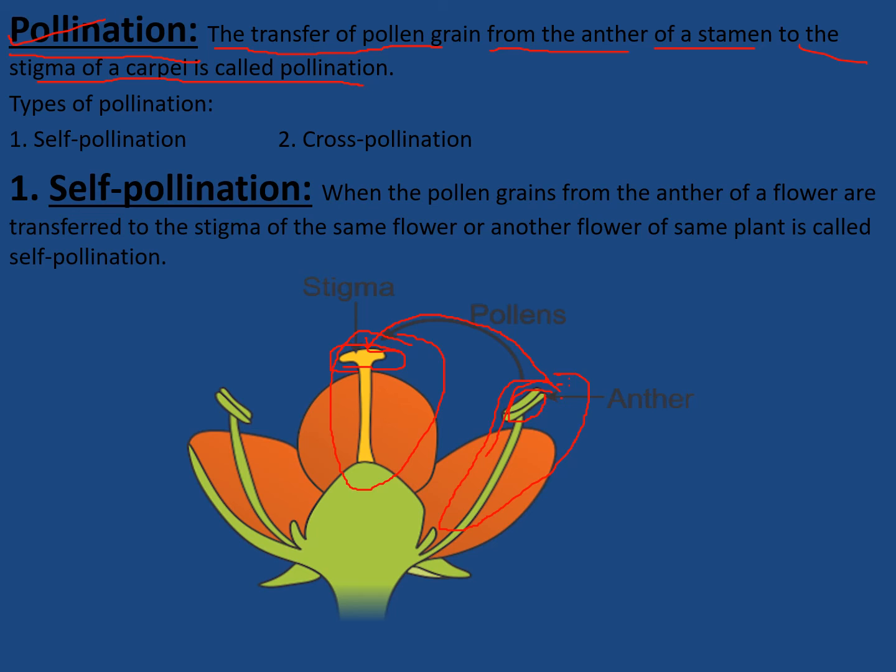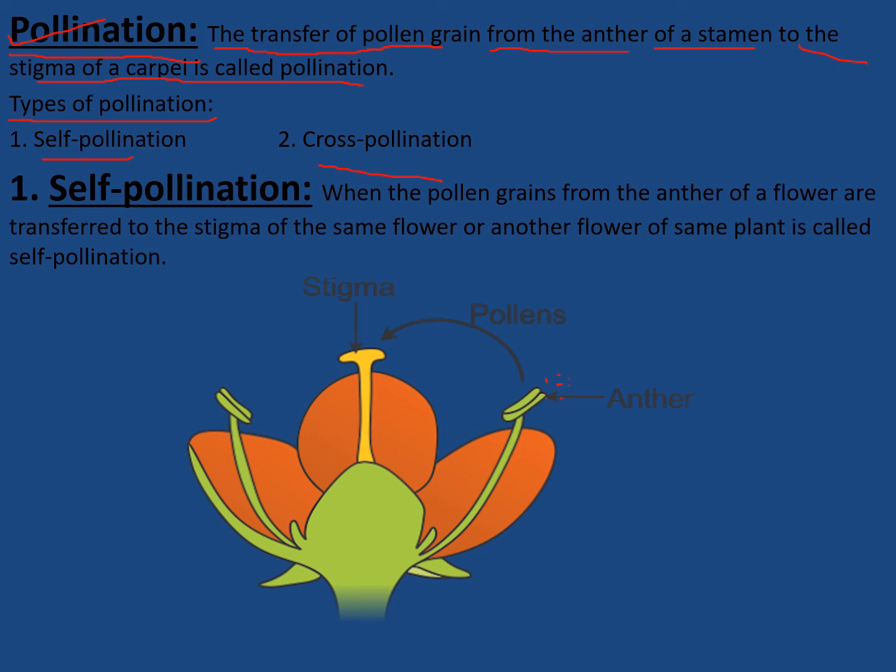Now there are two types of pollination: one is self-pollination, and another one is known as cross-pollination.